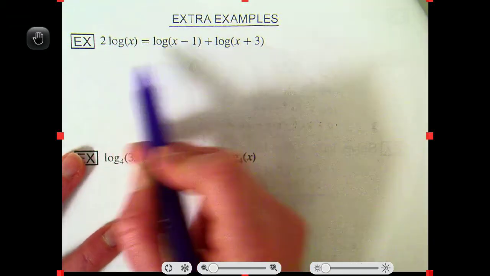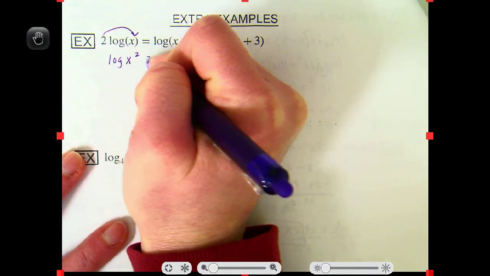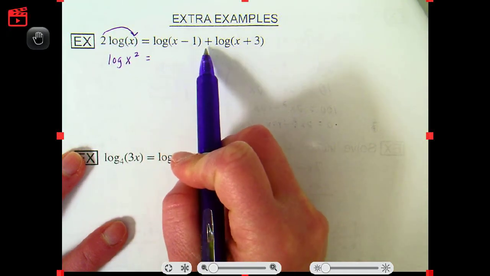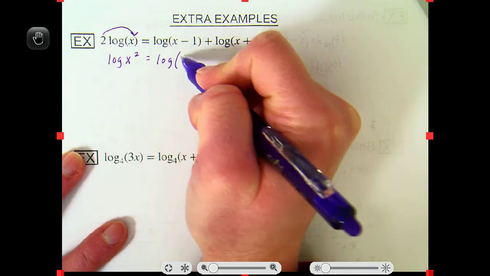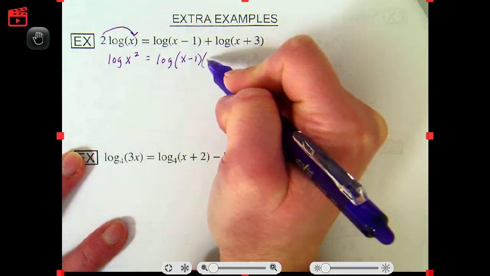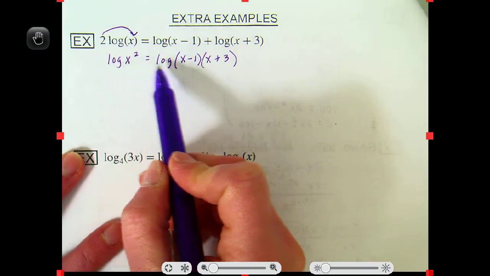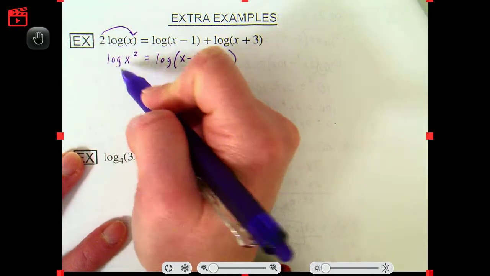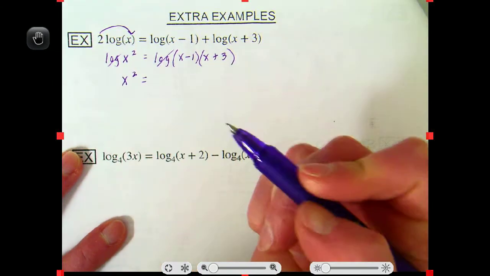First, it looks like I can rewrite this. So this 2 can become a power, so that would be log of x squared. Over here, since I'm adding 2 logs that have the same base, instead of addition, I can multiply them together. So it would be log of the quantity x minus 1 times quantity x plus 3. Since they both have a log base 10, that portion is already equivalent. So you basically just ignore it and work the other parts.